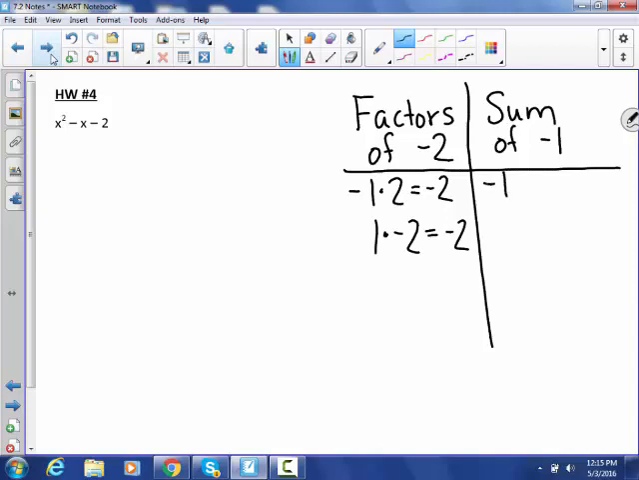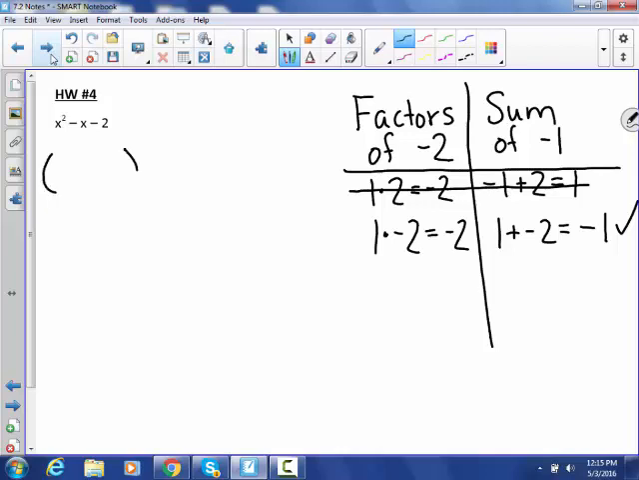So what's negative 1 plus 2? That's negative 1. No, it's positive 1, so does this one work? No, so this one doesn't work, but what's 1 plus negative 2? Negative 1, that's the one that works because it equals negative 2 when we multiply, and it equals negative 1 when we add.